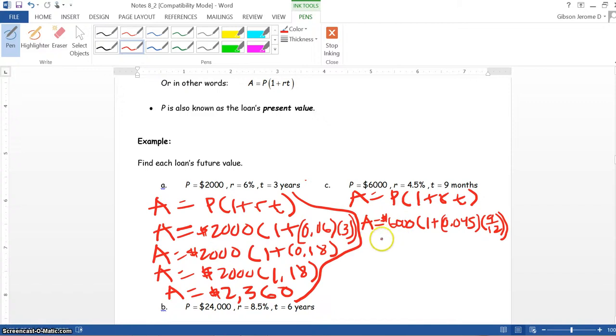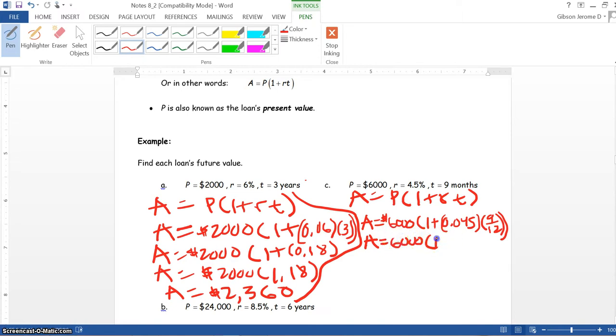Okay, class, picking up where we left off, I said we initially didn't have enough room. And as you see, I was able to substitute in the values here. Our P is 6,000. We have 1 plus our rate, which is 4.5%, or 0.045. And our time is 9 months, which we know we do in years, so it'd be 9/12. So now we have A is equal to, we still have our 6,000.